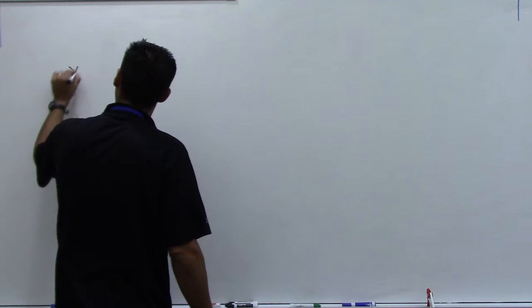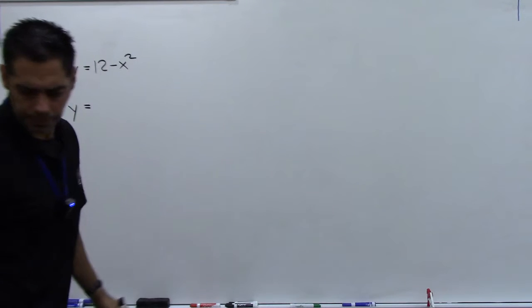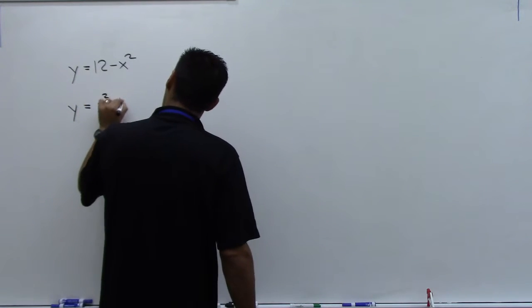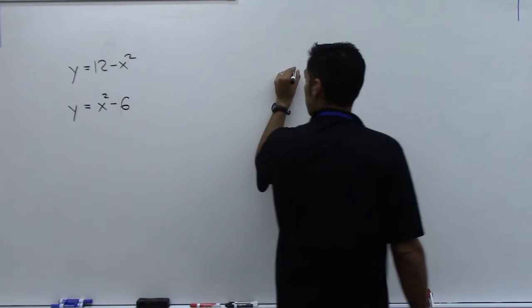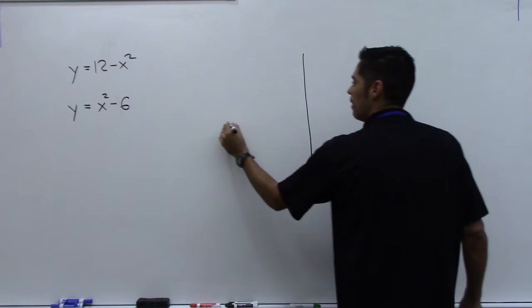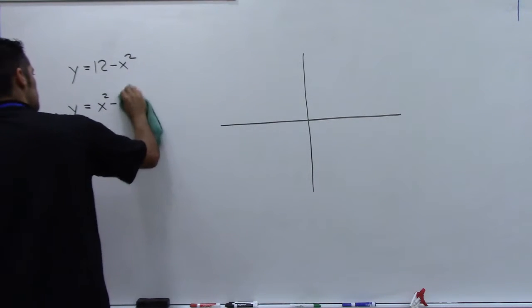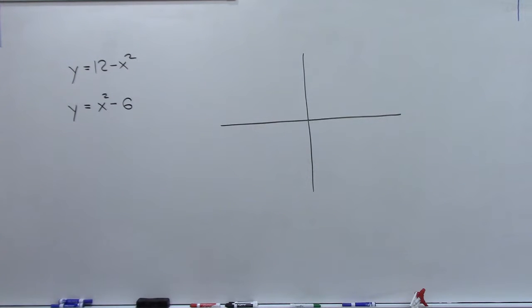Okay, next one. Where are we at? Number 11. Y equals 12 minus x squared. Y equals x squared minus 6. All right, so we've got to graph these first. These are both functions of x. Since they're functions of x, I know I'm going to probably use vertical rectangles, but let me graph them.